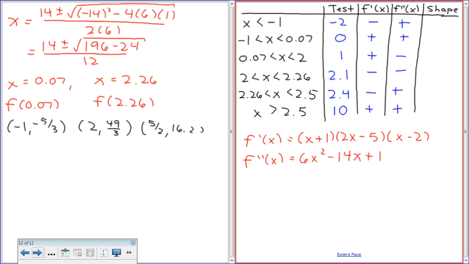It changes. So a negative slope that's getting more positive looks like this. A positive slope that's getting more positive looks like this. A positive slope that's getting more negative looks like this. A negative slope that's getting more negative looks like this. A negative slope that's getting more positive, and then a positive slope that's getting more positive.